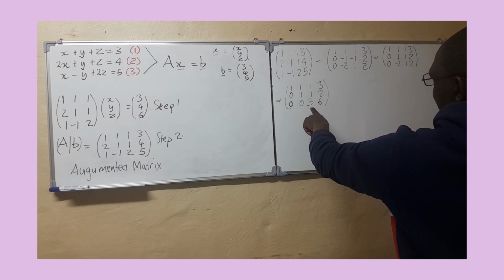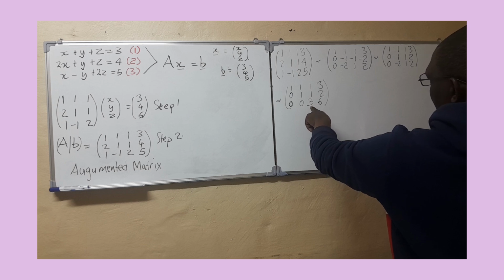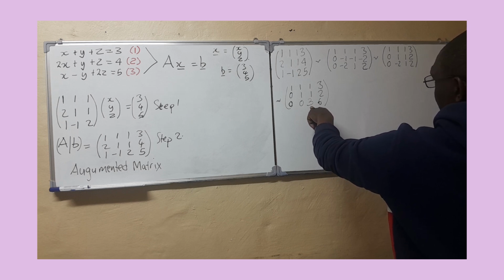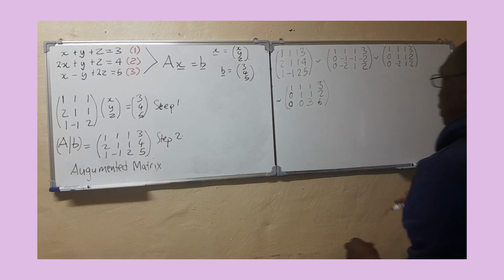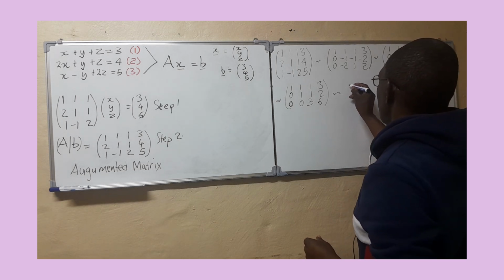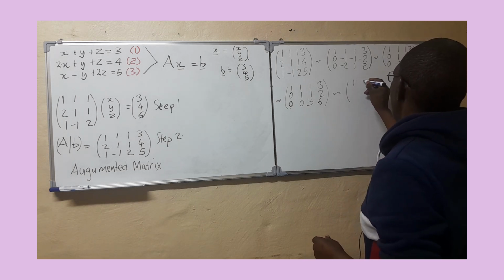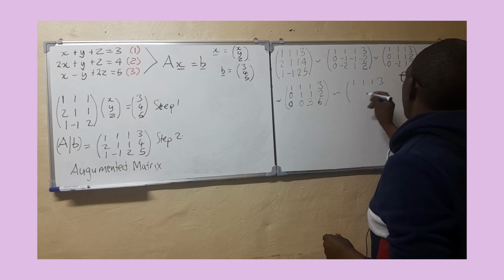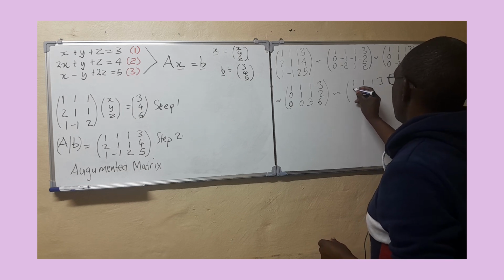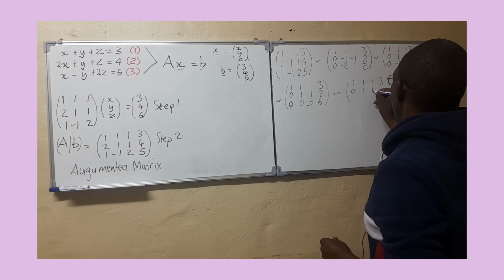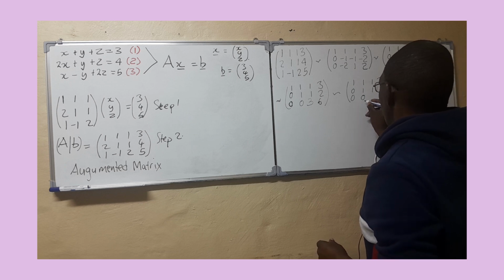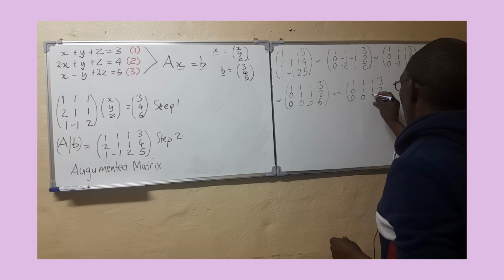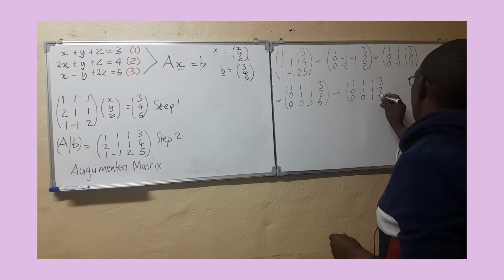Now, I also need to make this one a leading one, but it's a 3, so I need to divide throughout by 3. So let's do that. So we have 1, 1, 1, 3. 0, 1, 1, 2. 0, 0, 3 into 3, it's 1. 3 into 6, it's 2.